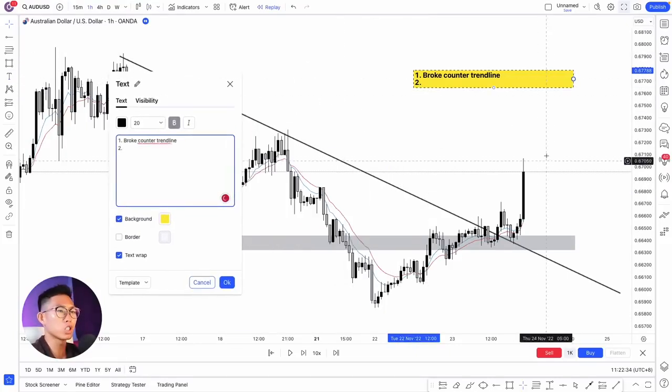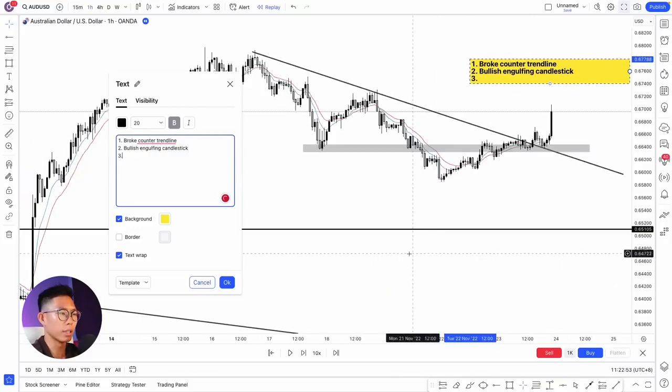Next, it could be this giant bullish engulfing candlestick. So when you see this big bullish engulfing candlestick, right, this big green candlestick, what does this tell us? This tells us there's a lot of momentum, a lot of volume, a lot of buying pressure, which means that buyers have entered this market and are pushing the price up.